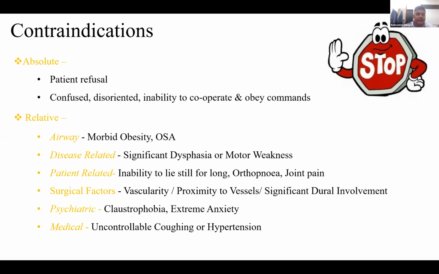Having said that, there are certain contraindications which may be absolute or relative. Absolute being patient refusal, patients who are grossly confused, disoriented, or unable to cooperate and obey commands. Relatively, yes, patients having difficult airway, especially morbid obesity, OSA patients, having significant dysphagia or motor weakness, those who are unable to lie still, having orthopnea, certain surgeries where the size of the tumor or the tumor vascularity is very high, there is proximity to the vessels or significant dural involvement is present, patients who are claustrophobic or extremely anxious, and those who are suffering from uncontrollable coughing or hypertension.